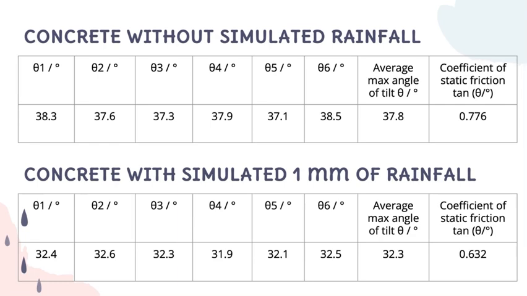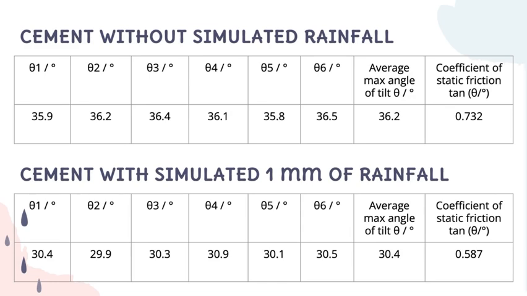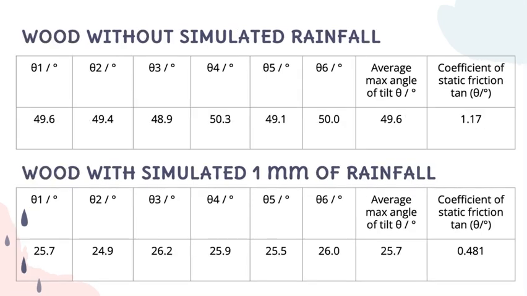For concrete when wet, there is a 5.8 degrees decrease in the maximum angle of tilt and 0.144 decrease in coefficient of static friction, as compared to when dry. Here we see similar trends for cement, where there is a 5.8 degrees decrease in angle of tilt and 0.145 decrease in coefficient of static friction under wet conditions compared to when dry. And the trend holds true with wood, where there is a 23.9 degrees decrease in angle of tilt and 0.689 decrease in coefficient of static friction when wet as compared to when dry.